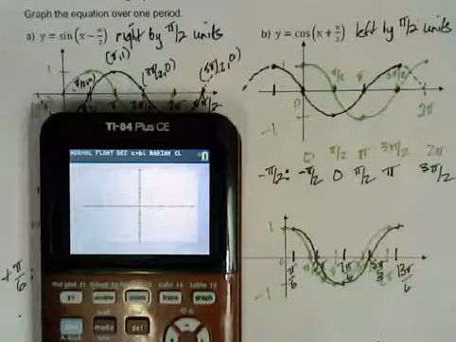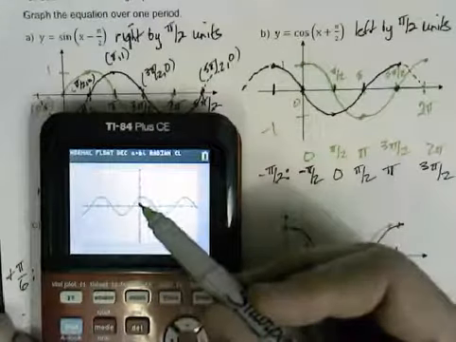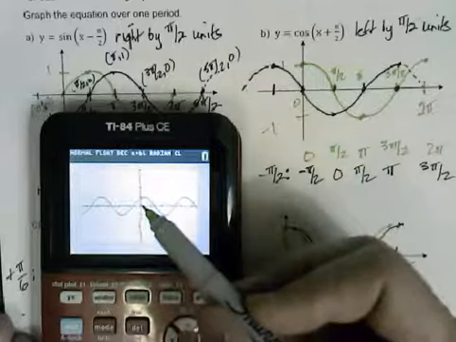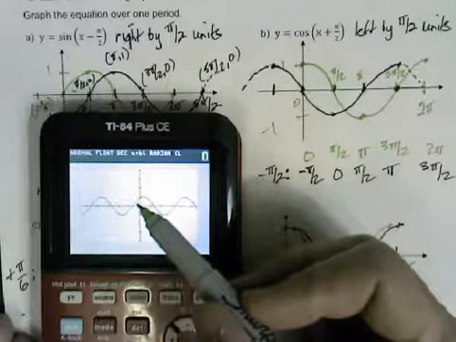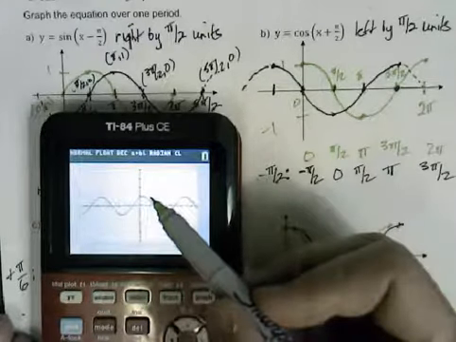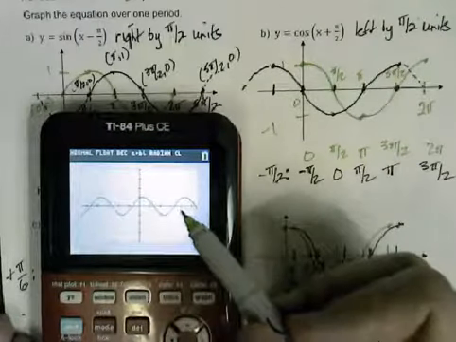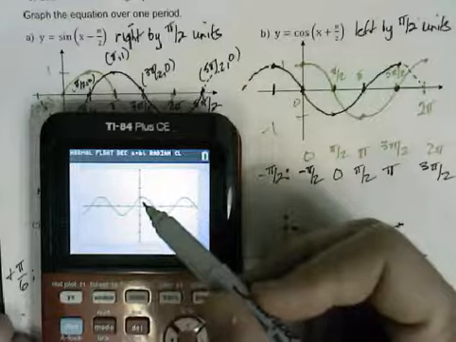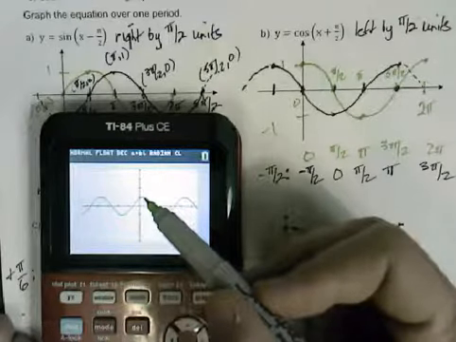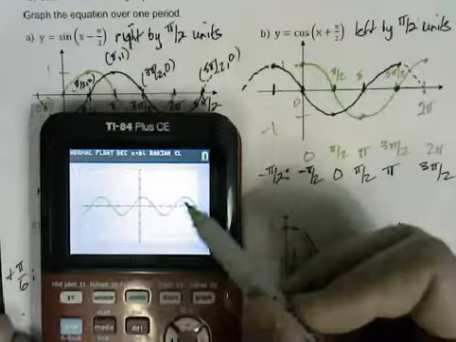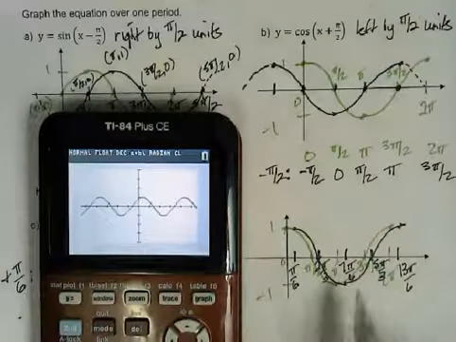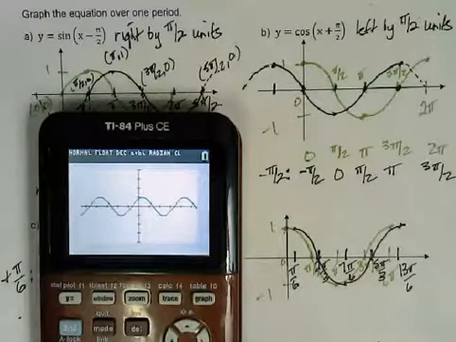ZTrig window. We can see this is a little bit shifted. So the maximum isn't happening right on the y-axis, it's just a little bit to the right of that. But it would be pretty hard to tell from the calculator where exactly this was. So it would be hard to tell where these actual locations of those 5 key points are. So that's why you need to be able to do it by hand.